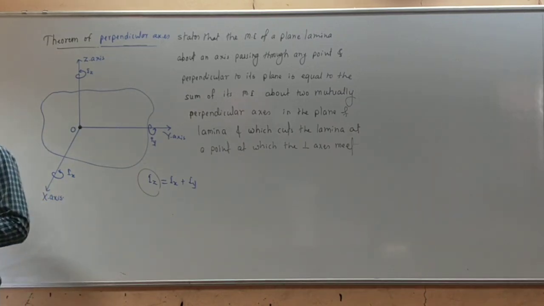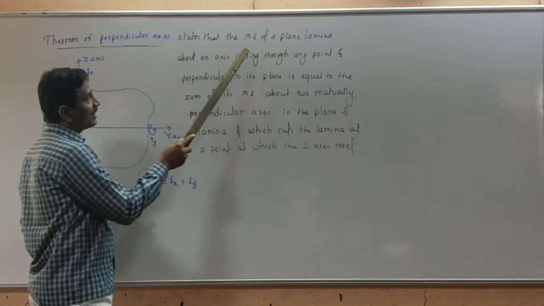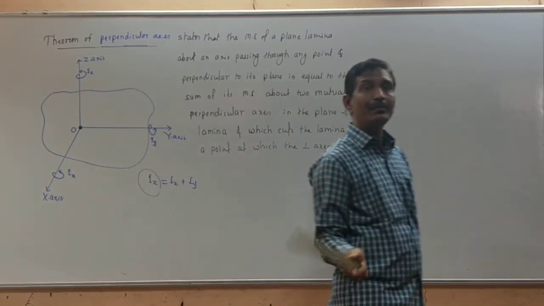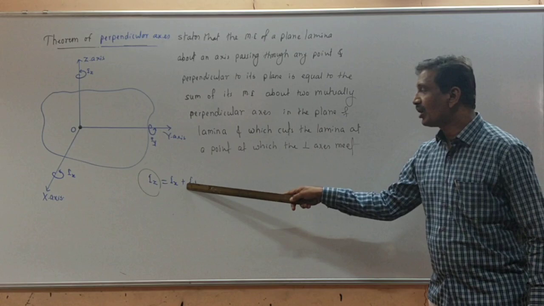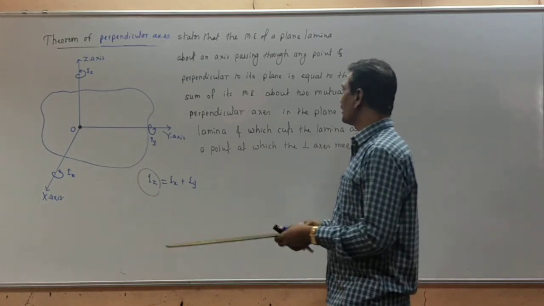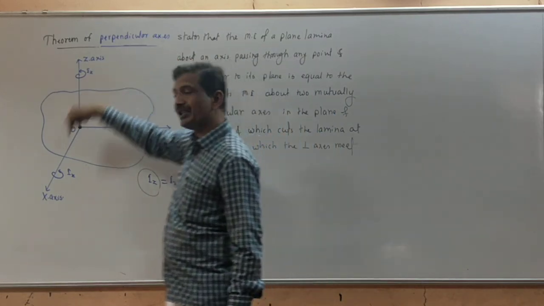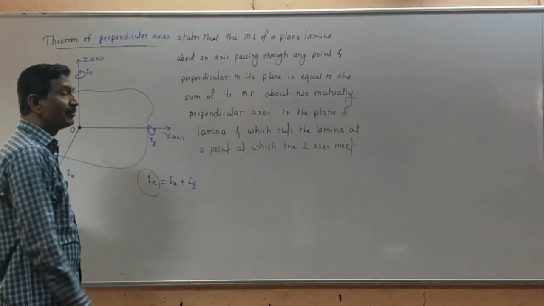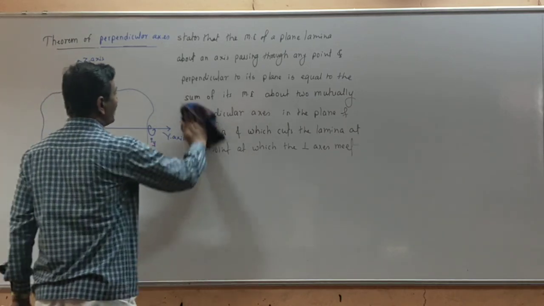So read again. Iz is equal to Ix plus Iy. The moment of inertia of a plane lamina about an axis passing through any point and perpendicular to its plane is equal to the sum of its moments of inertia about two mutually perpendicular axes in the plane of the lamina, which cut the lamina at the point at which the two perpendicular axes meet. Mathematically, Iz is equal to Ix plus Iy. So we consider the proof.